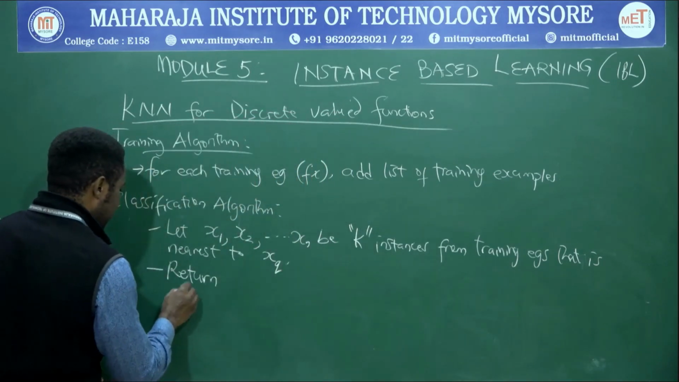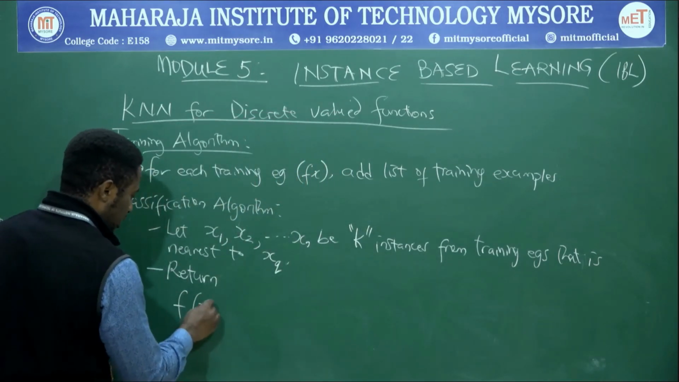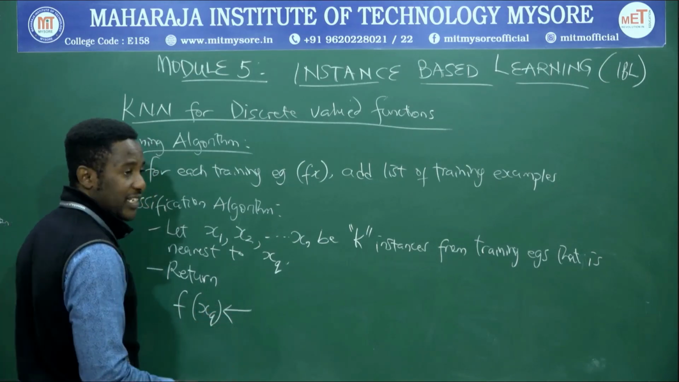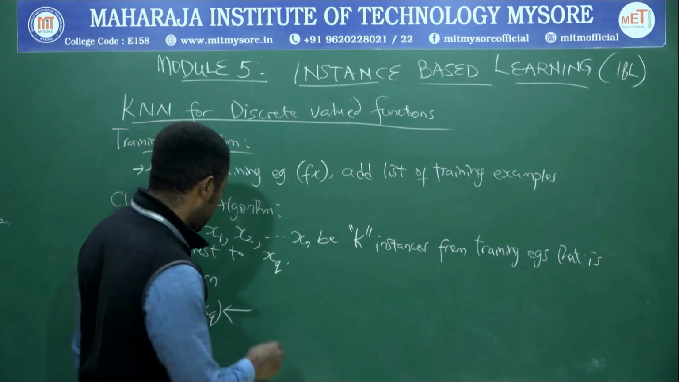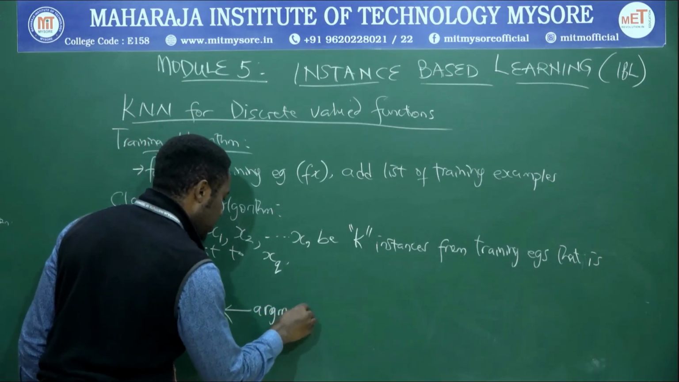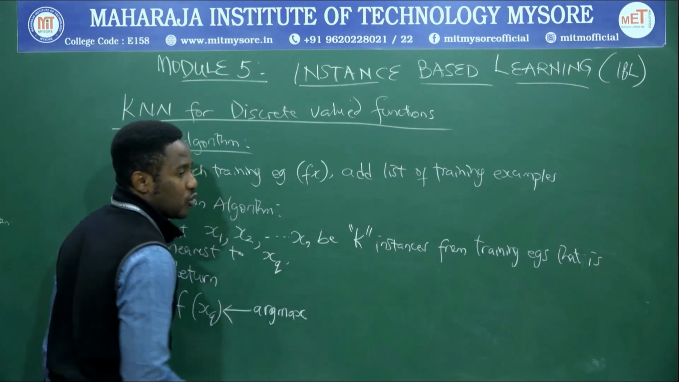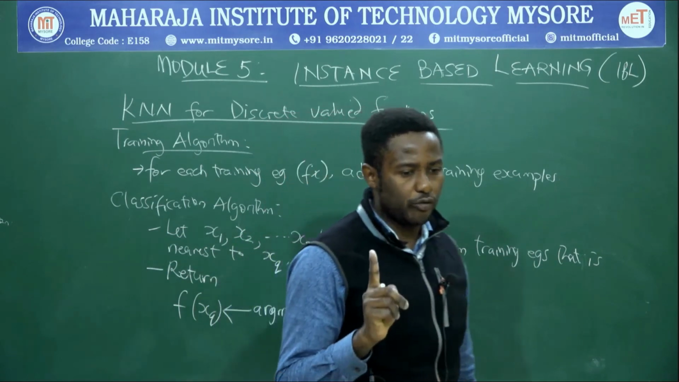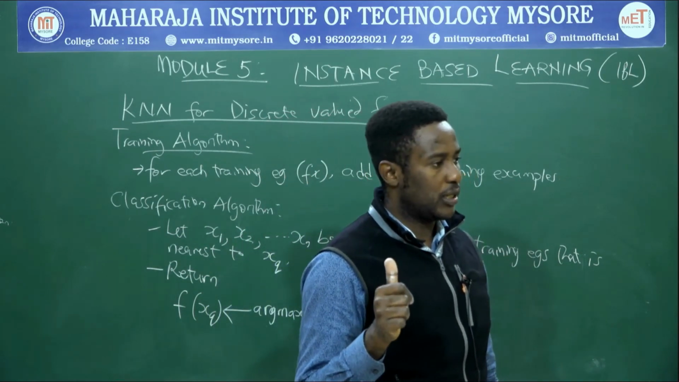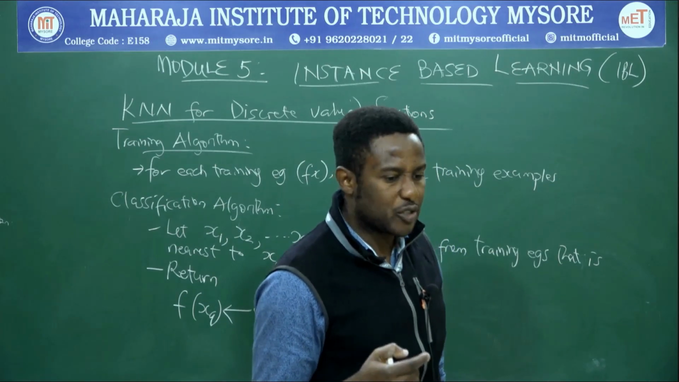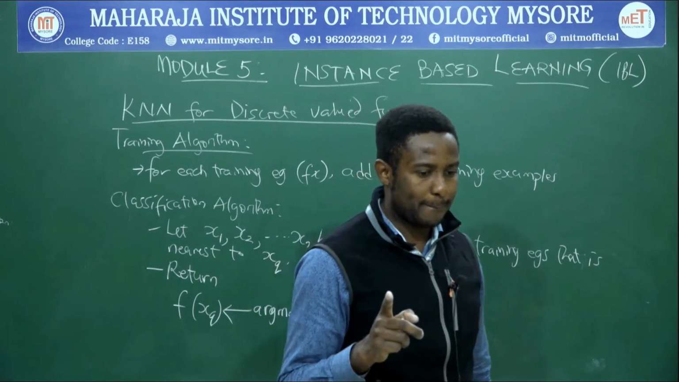So we want to classify this instance, f of x of q, the new instance which we want to classify. So we have to return the maximum, and maximum is the argmax function. Minimum is the argmin function. So argmax in Python, of the training examples, right?